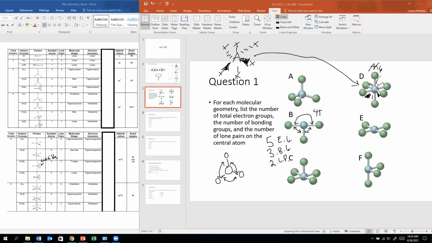So six electron groups, 6 bonding groups, 0 lone pairs. We'll do a minute or two more of this. Then we'll move on to question 2.